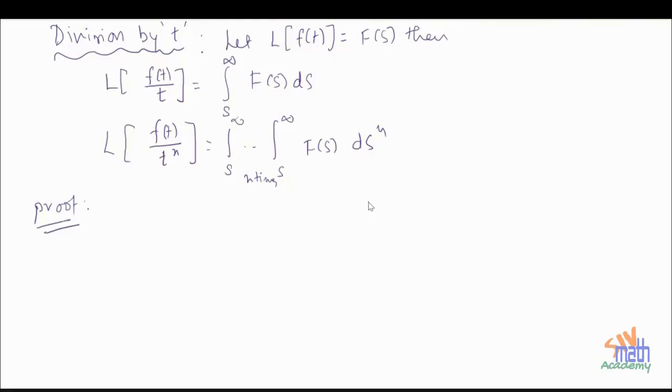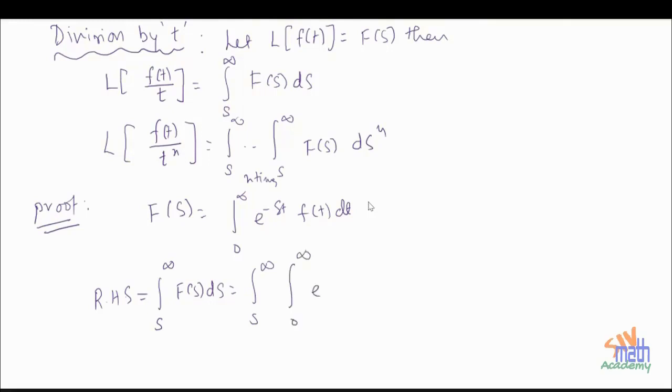F of s is equal to what? Integral 0 to infinity e power minus st f of t dt. Right? Now integrate this with reference to s from s to infinity of f of s ds. That is, I am taking the RHS. So integral s to infinity, integral 0 to infinity e power minus st f of t dt and ds.